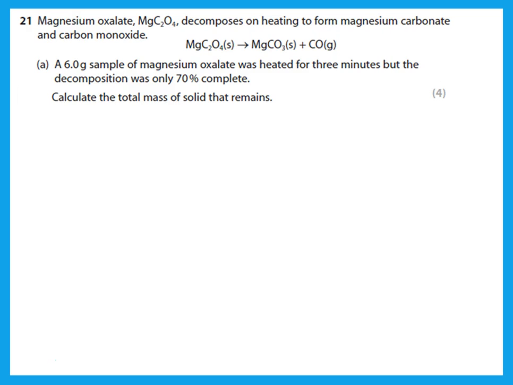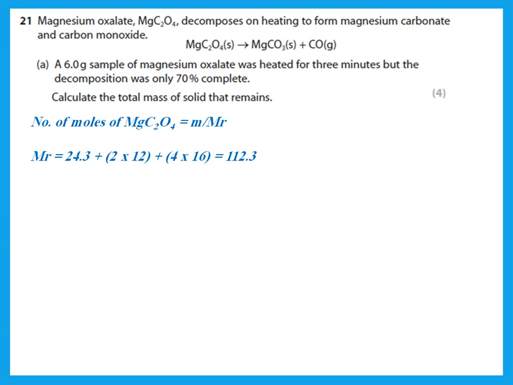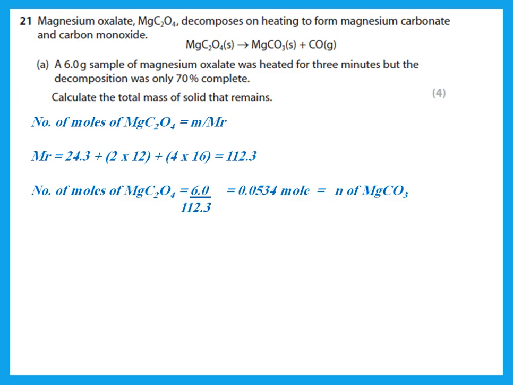So first of all, he says 6 grams of magnesium oxalate. So the first thing I need to do is get the number of moles. Number of moles is mass over molecular mass. Well, the molecular mass, I can calculate it. This comes out to be this number. So I can get the number of moles of magnesium oxalate that I'm starting with.